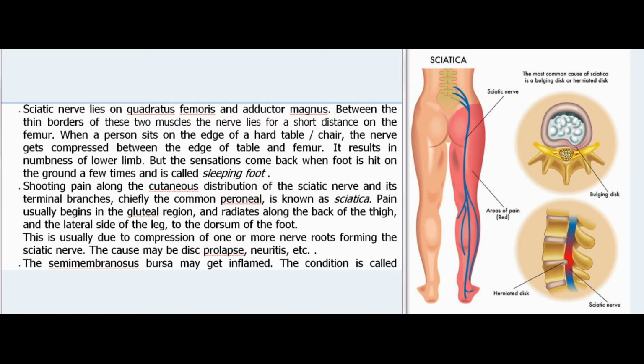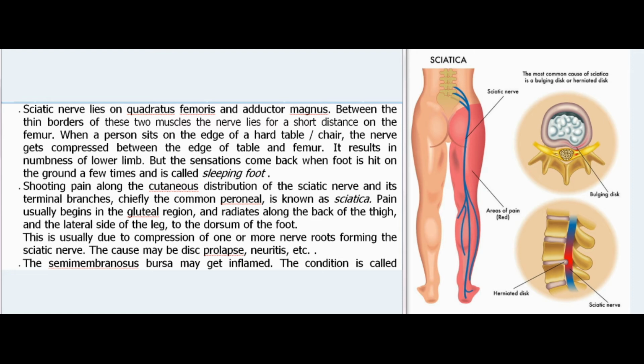Shooting pain along the cutaneous distribution of the sciatic nerve and its terminal branches, chiefly the common peroneal, is known as sciatica. Pain usually begins in the gluteal region and radiates along the back of the thigh and the lateral side of the leg to the dorsum of the foot. This is usually due to compression of 1 or more nerve roots forming the sciatic nerve. The cause may be disc prolapse, neuritis, etc.